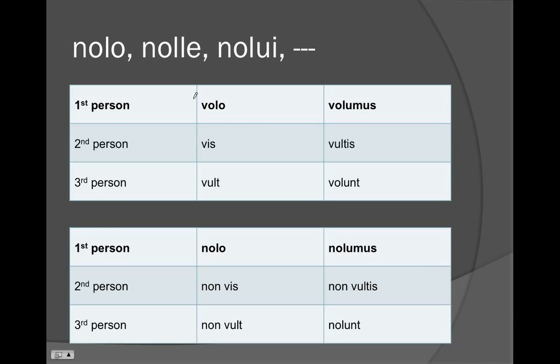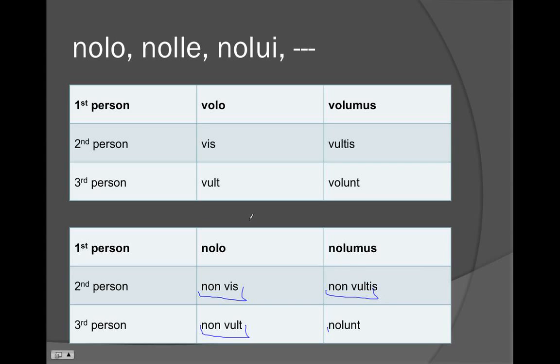Now on to nolo. Here's volo for your review: volo, vis, volt, volumus, voltus, volunt. Nolo, you'll notice, is very similar. Nolo, non vis. It does not contract in the second person singular or in the third singular: non volt. It contracts again in the first person plural, we are unwilling, nolumus. Non voltus, second plural, no contraction. And nolunt, contraction again.